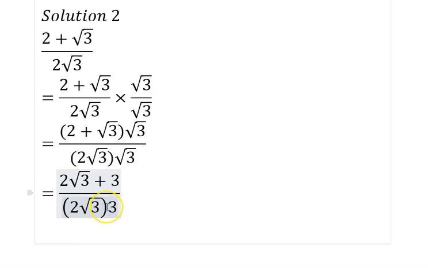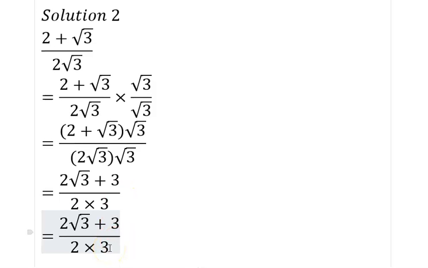Root 3 times root 3 will give us 3. Then we have 2 already here, times 3. Beautiful. So root 3 times root 3 will give us this 3. Then these 2 that we have here, we'll multiply it together so we can get our final answer. Awesome, because 2 times 3 down here will give us what? 6. Beautiful. So root 3 has been rationalized here. That's why we have 2 root 3 plus 3 all over 6. So this is our answer for solution number 2.